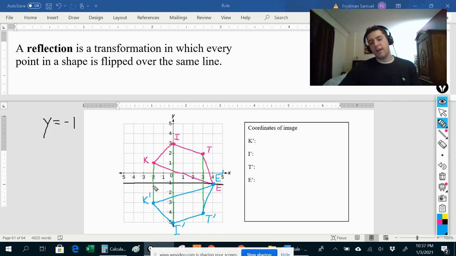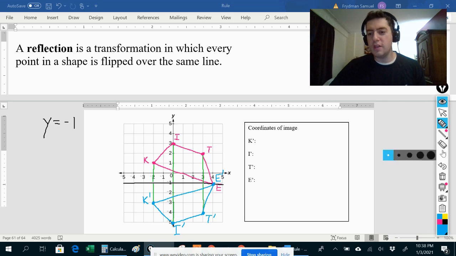So you can see that the image that we got is just the mirror image of the original shape. It's as if this shape was looking into a mirror. If the mirror was the line y equals -1, if this shape was looking into that mirror, then this is what the shape would see. Just like when you look into a mirror, you see yourself staring back at you, right? So when we do a reflection, then we sort of get the mirror image of the original shape. All right?